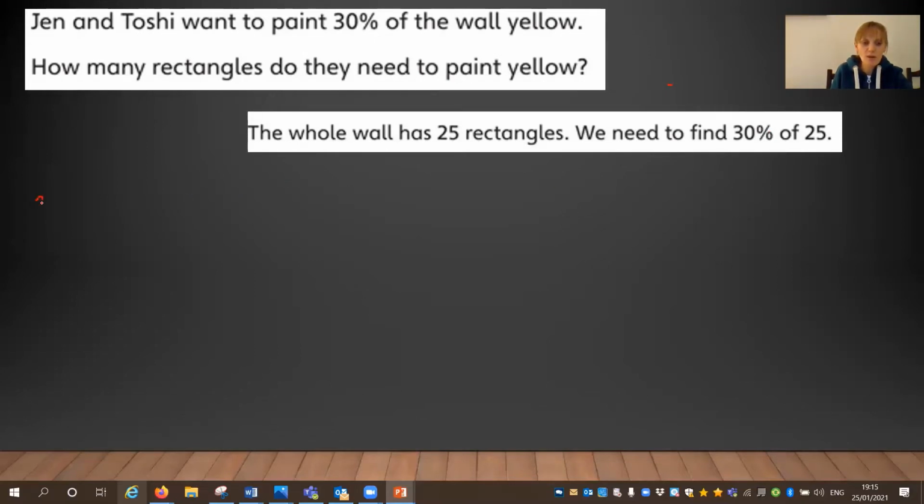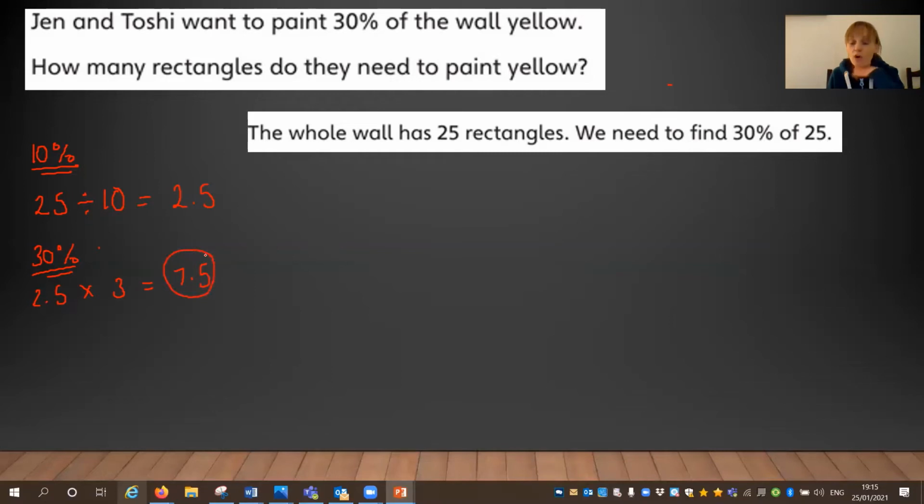Well, I think that we know how to do this now, don't we? So we would think, right, 25 divided by 10. Why am I doing this? I'm going to, first of all, find 10%. So 25 divided by 10 becomes 2.5. Now, in order to find 30%, I've got to take my answer of 2.5 and multiply it by 3, haven't I? So it's got to get 3 times bigger. So 2.5 times 3 gives me an answer of 7.5. So that means I've got to shade in 7.5 rectangles.